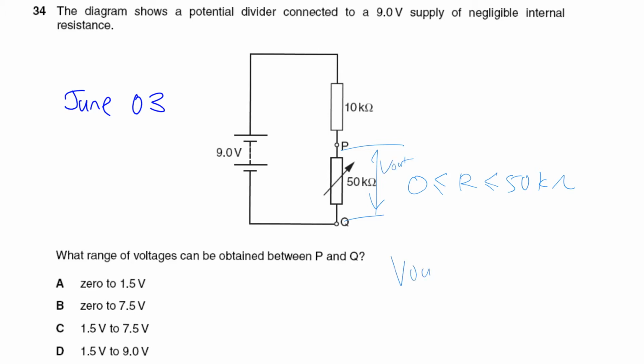So your V out will be equal to your variable resistor over your variable resistor plus 10, times your input PD, which is 9. So that's the formula. So you substitute your RV as 0, what is your V out? Then you substitute your RV as 50, you find your V out. So when this RV is 0, you substitute into the equation, your V out is 0. Then when you substitute 50, you get V out as 7.5. So the answer is B. Okay.